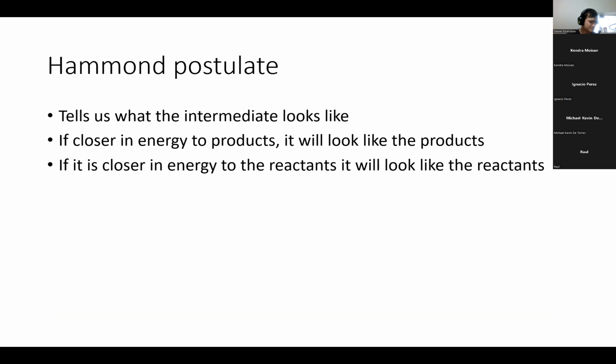I'm going to skip this because I don't really think it's all that important. Basically all it states is that the transition state, which doesn't exist and we don't know what it looks like, will look more like the reactant or product or intermediate that it is closest in energy to. Okay, between its immediate left and immediate right.